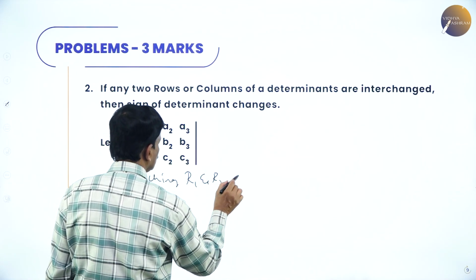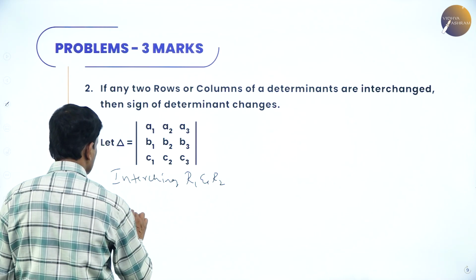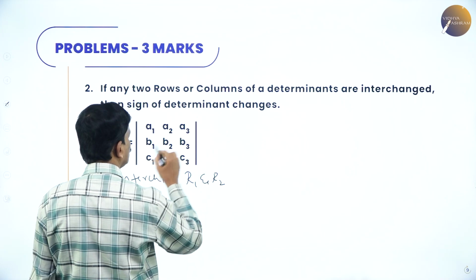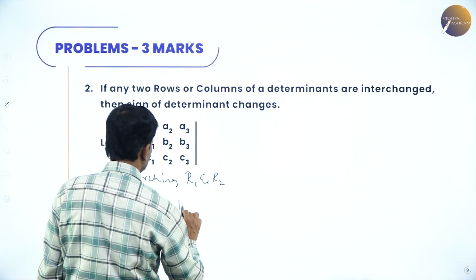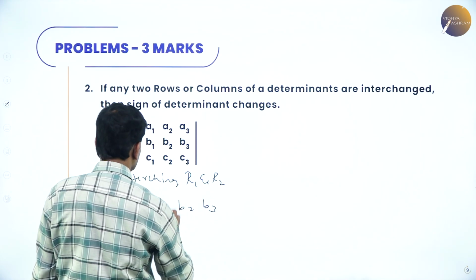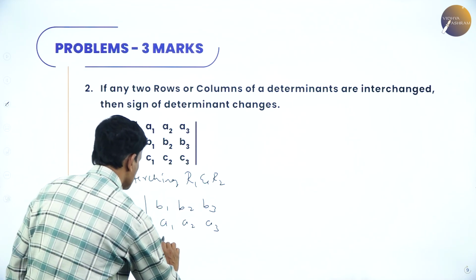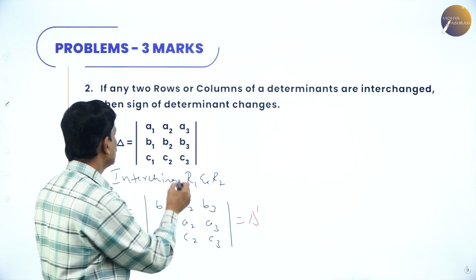Interchanging R1 and R2, interchanging row 1 and row 2, this can be written as delta 1 is equal to, first row this is R1, R2, R3. Let us change row 2 to row 1, B1, B2, B3. Then this is A1, A2, A3. And this is C1, C2, C3 as it is. Now, let us expand this.